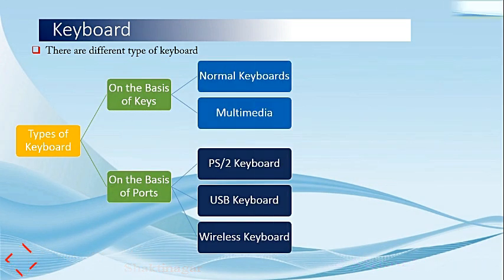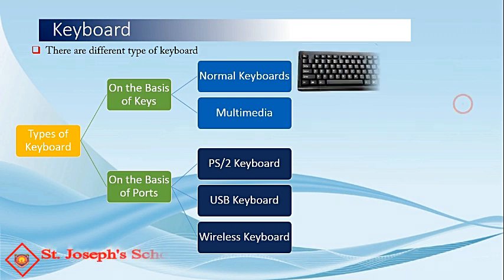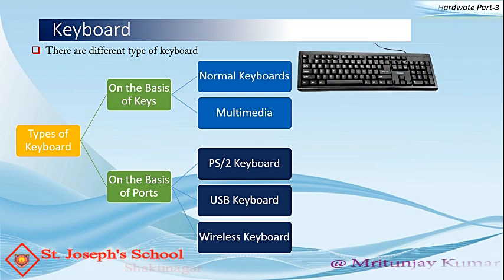Keyboards are classified either on the basis of the keys or on the basis of ports, that is the connectors. On the basis of keys, the first type of keyboard is the normal keyboard. You can see there are no extra keys, and in the normal keyboard the minimum number of keys is 101.